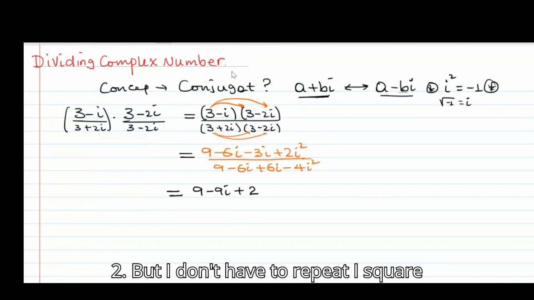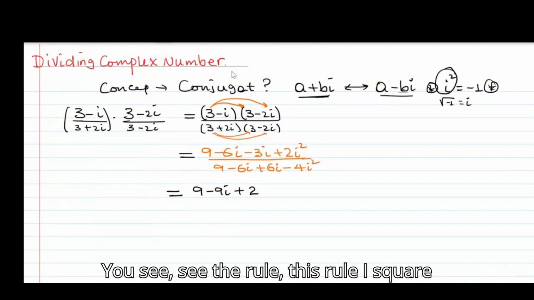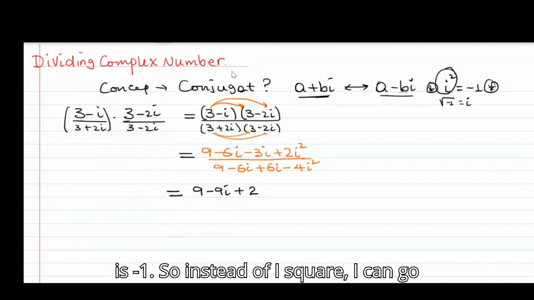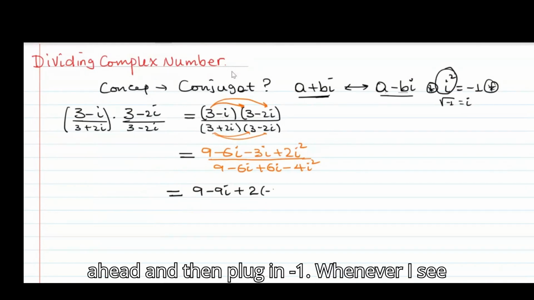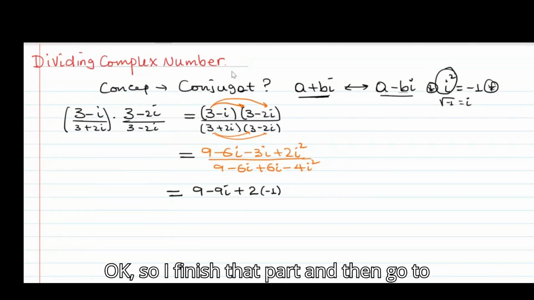Remember 2, but I don't have to repeat i squared now because I know that i squared means negative 1. You see the rule, this rule, i squared is negative 1. So instead of i squared, I can go ahead and plug in negative 1. Whenever I see i squared, I always have to plug in negative 1, okay? So I finish that part and then go to the denominator.